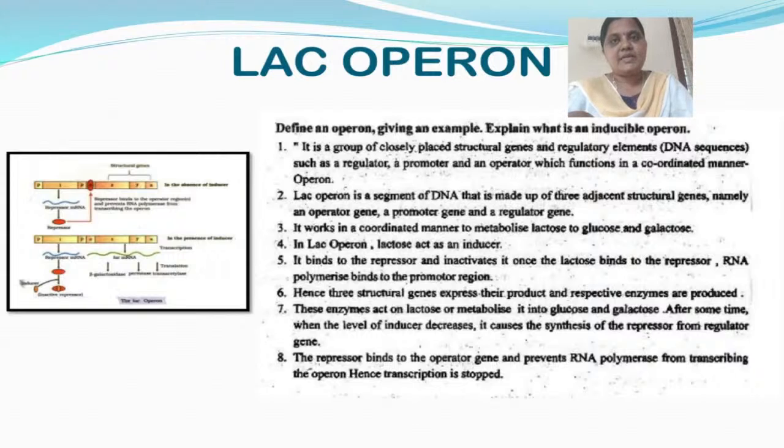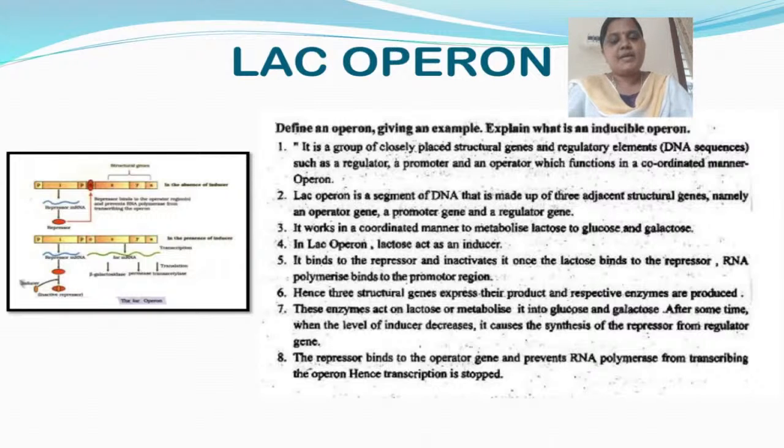Now I told the definition for the operon. Once again I will tell the definition. It is a group of closely placed structural genes and regulatory elements, DNA sequences, such as regulator, promoter, and an operator, which functions in a coordinated manner. This is about the operon.